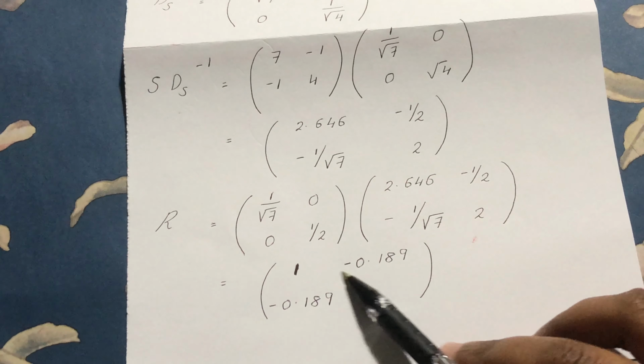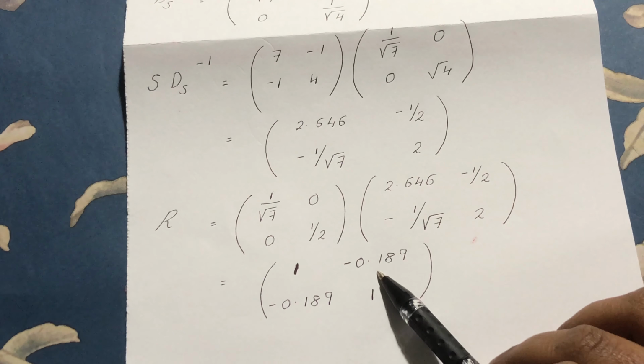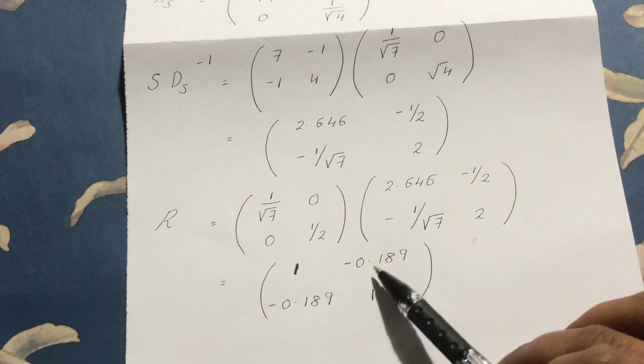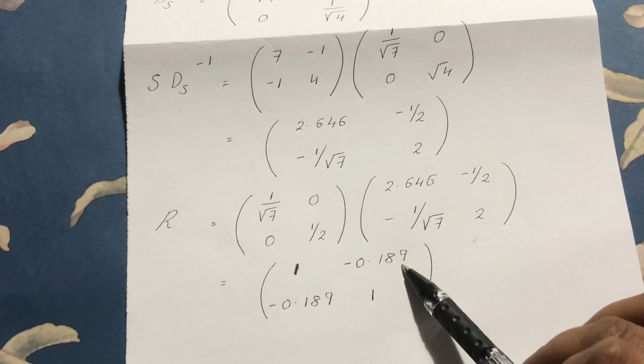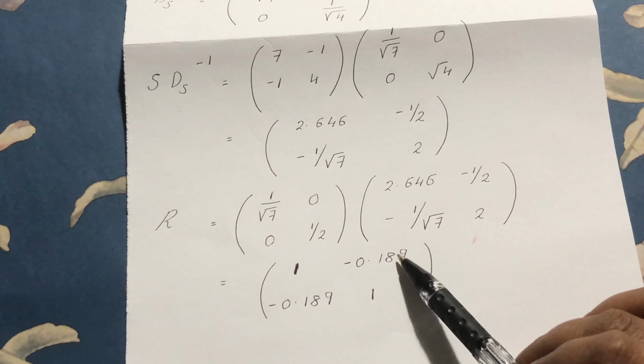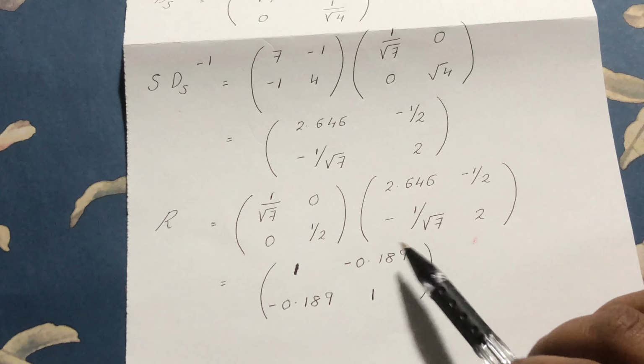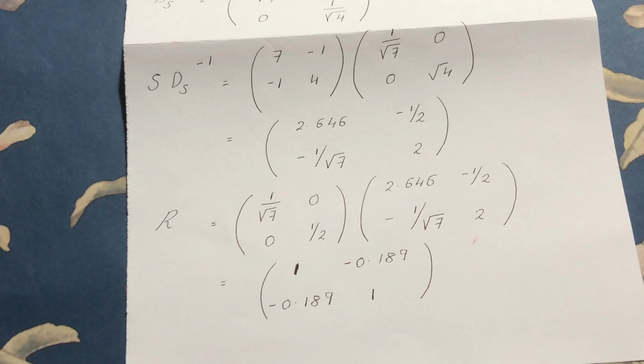Now you have a negative value, which means you have a negative correlation, and it is 0.189, which means you have a very weak negative correlation between x1 and x2.